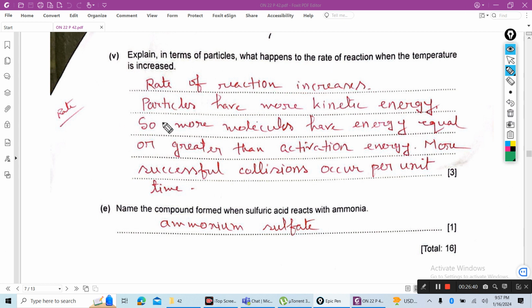Then you explain, because if you increase temperature, particles have more kinetic energy. So more molecules have energy or gain energy equal or greater than activation energy. So more successful collisions occur per unit time. Simply you can write rate of reaction increases, because increasing temperature, the kinetic energy of the molecule increases, more molecules gain energy greater than activation energy, so more successful collision occur per unit time.